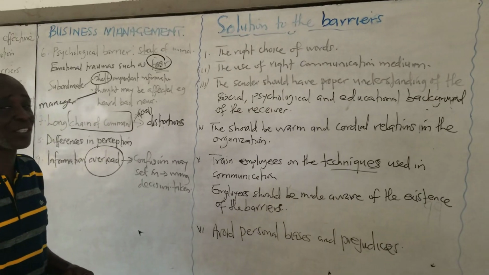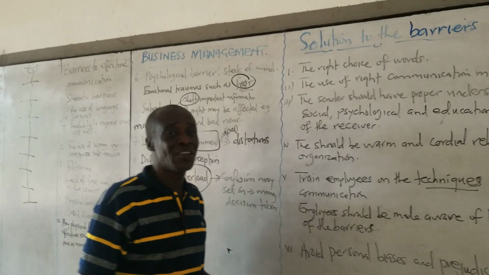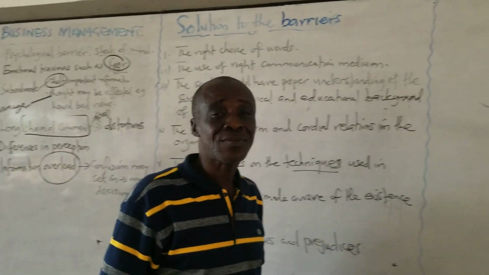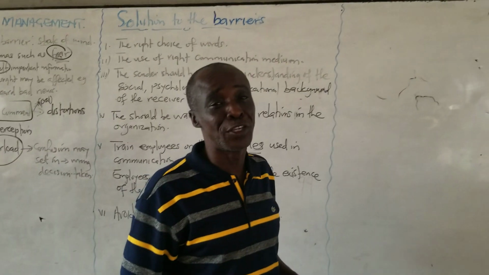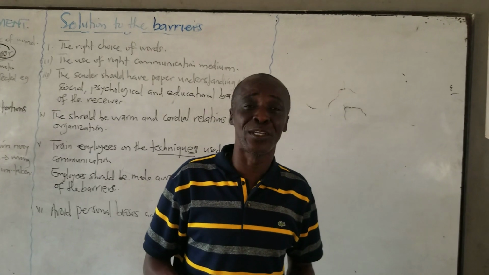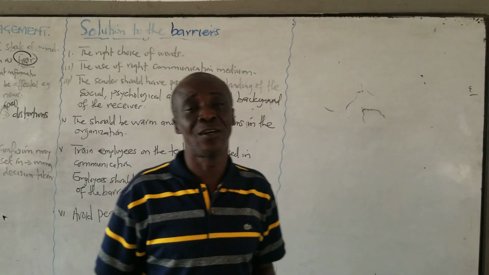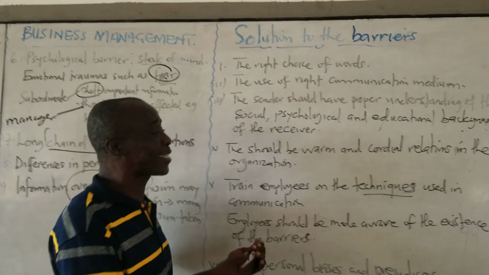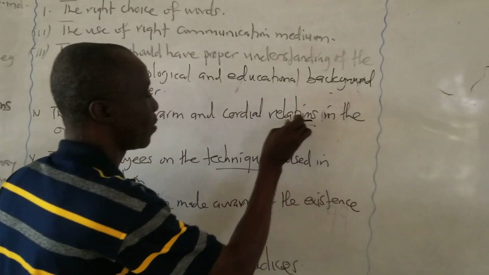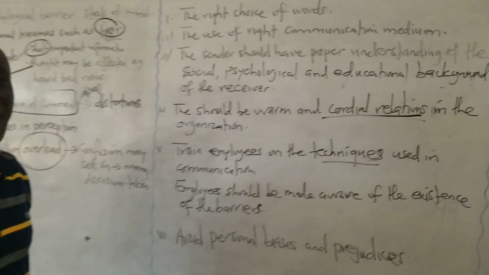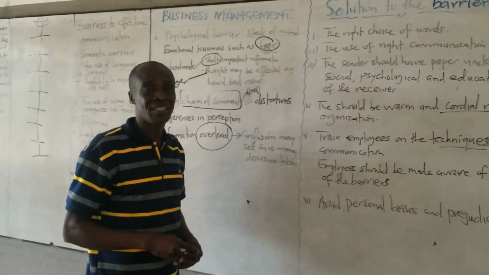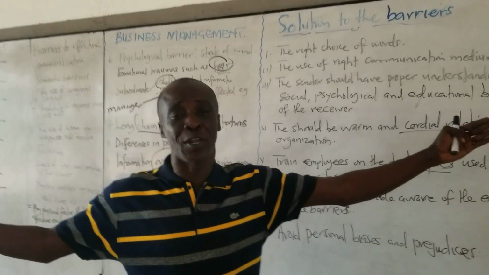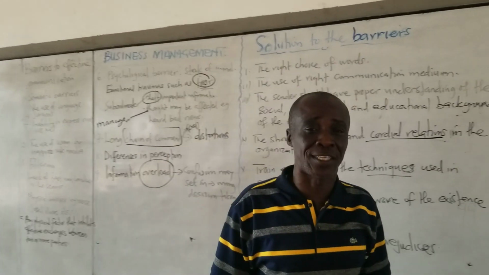Then the next one, very simple, straightforward, is that, remember we said subordinates may not give certain information, they may not share certain information for fear of their superior. So what do you do? If there is a cordial relationship between the manager and the subordinate, if the manager operates the open door policy, what is open door policy?